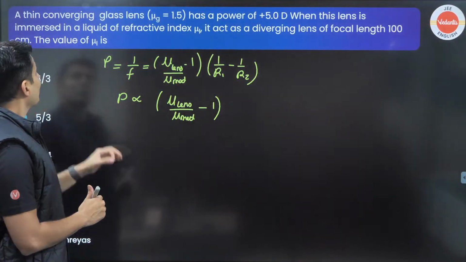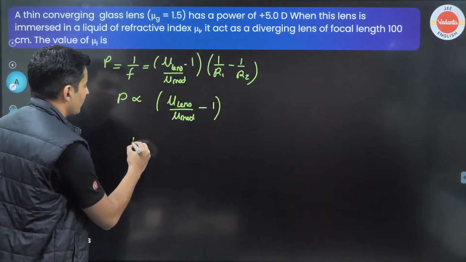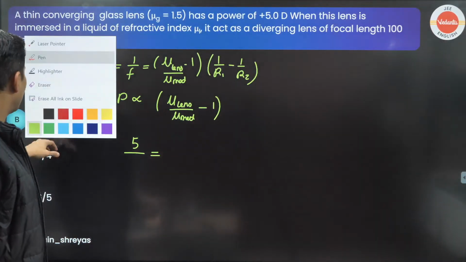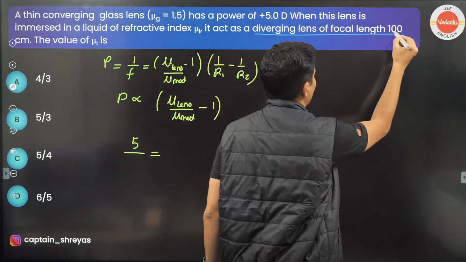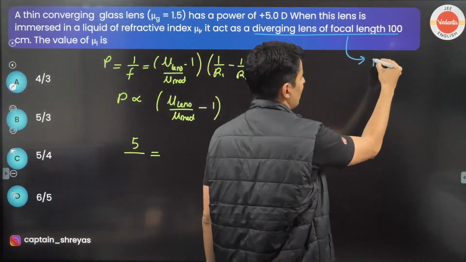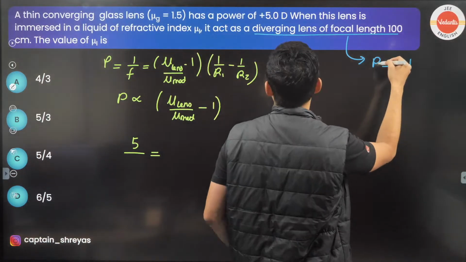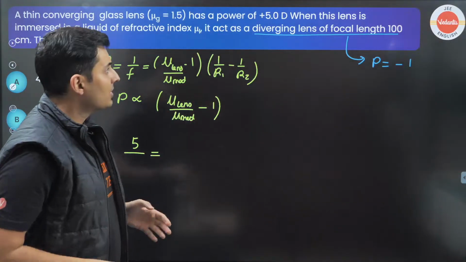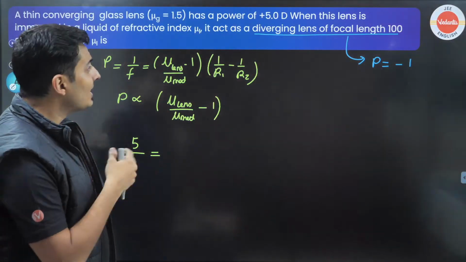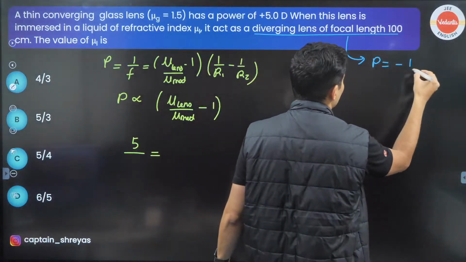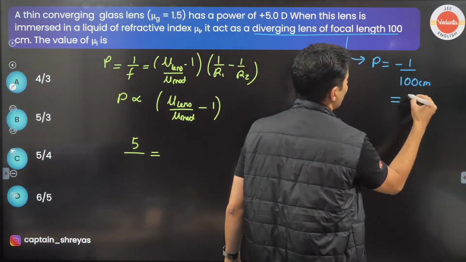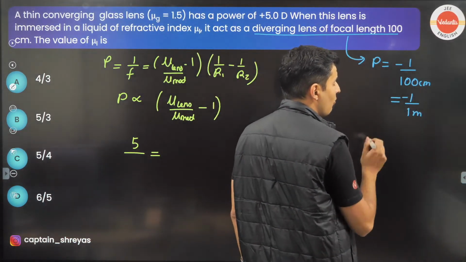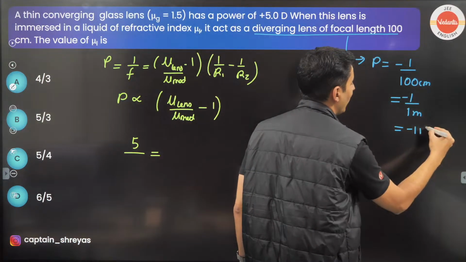So let's try to do it. First time the power is 5 diopters. And next time what is the power? Oh, I do not know that. I can find it out because next time it is acting like a diverging lens. The power will be negative, because the focal length will be negative when it diverges. So the focal length is minus 100 centimeters, but you always put it in meters to express it in diopters. So minus 1 by 1 meter, which is basically minus 1 diopter.